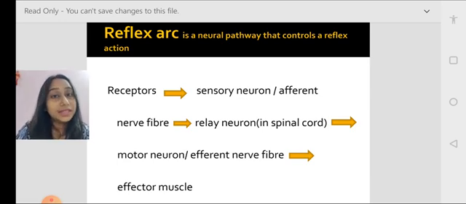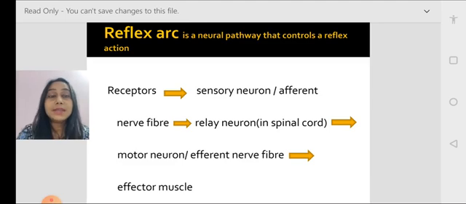Now let us see what are the components of the reflex arc. Receptors. First, the receptors will receive the change, the stimulus in the environment. Then receptors will send that stimulus in the form of impulse to what? The sensory neurons, which are also called afferent nerve fibers. From afferent nerve fibers, the impulse will go to the relay neuron, which is present in the spinal cord. Then from the relay neuron, that impulse will be sent to motor neurons, and motor neurons are also called efferent nerve fibers.